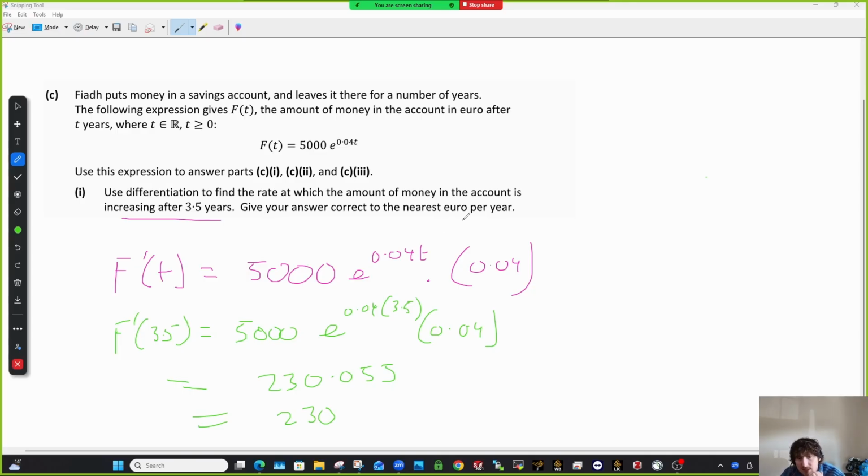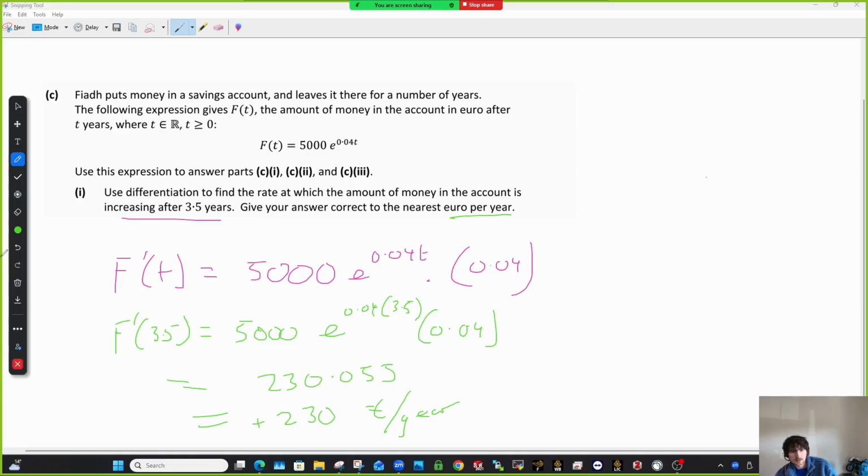Now they let you off here. They've actually told you the units. So the units are indeed euros per year. Okay, so that, and it's positive as well. So that means the money in the account is increasing by basically 230 euros per year at this moment in time. That's what it looks like it's going to do, but that's what it looks like at a given instant. So this isn't like the average between two points.